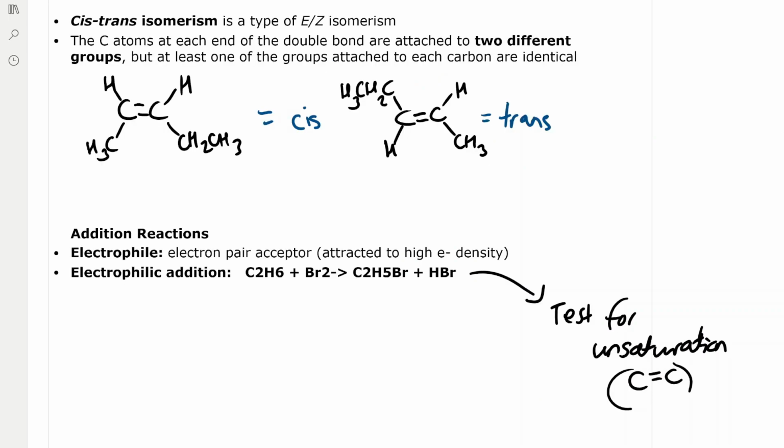So cis-trans isomerism is a type of E/Z isomerism, and the carbon atoms at each end of the double bond are attached to 2 different groups, but at least one of the groups attached to each carbon is identical. Here we have a cis isomer. So both carbons in the double bond have a hydrogen group attached, and they both have 2 different groups, and they both have restricted rotation about a double bond. So the cis isomer is when the same groups are on the same side of the double bond, and the trans isomer is when they're on opposite sides.